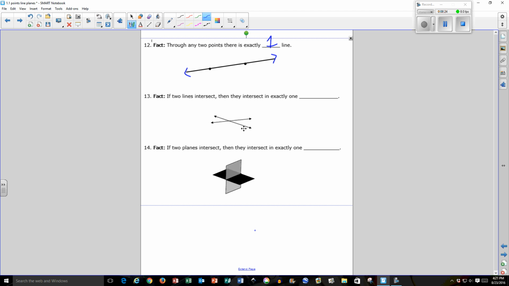Fact. If 2 lines intersect, they intersect at exactly 1 point. Okay. If they start bending, then they're no longer lines, and then they don't intersect.